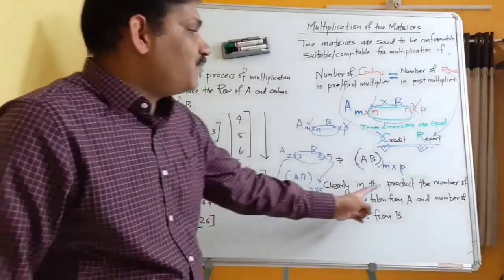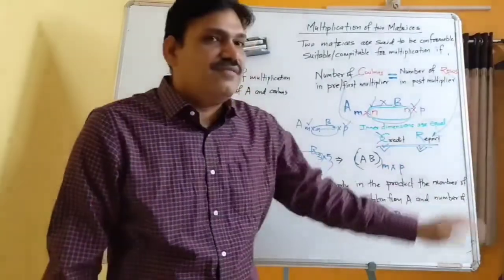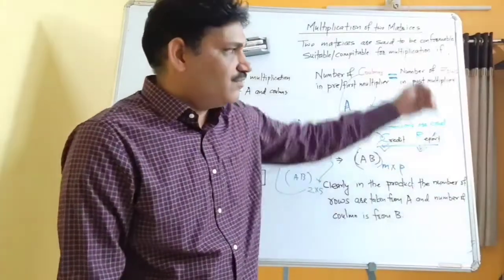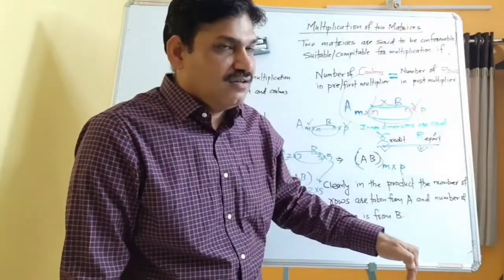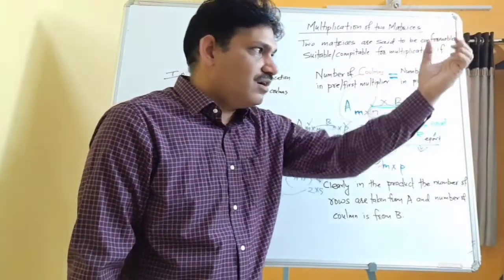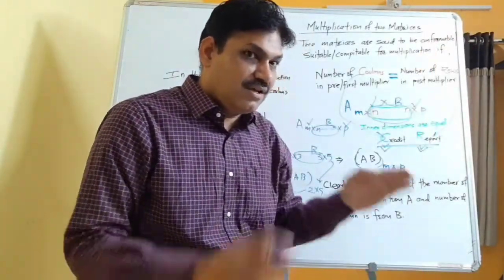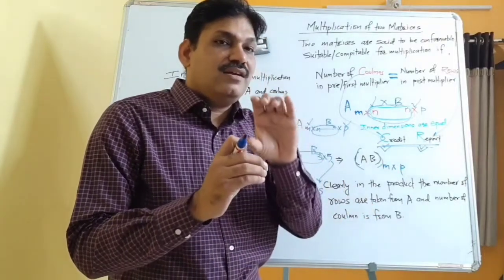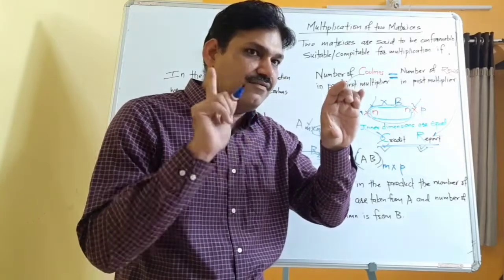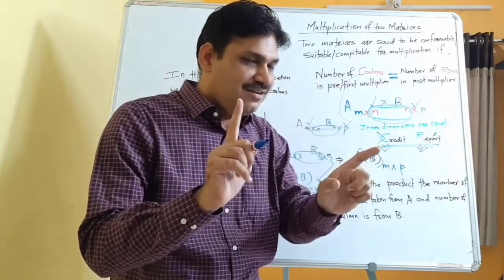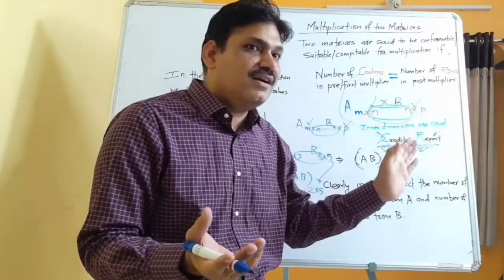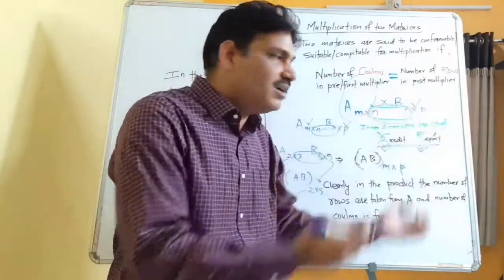That is, in the product the number of rows are taken from A and the number of columns are taken from B. Rows are taken from A and columns are taken from B. I repeat, while getting the product of two matrices, the rows are taken from the first, that is pre-multiplier, and the columns are taken from the second matrix, that is from the post-multiplier.